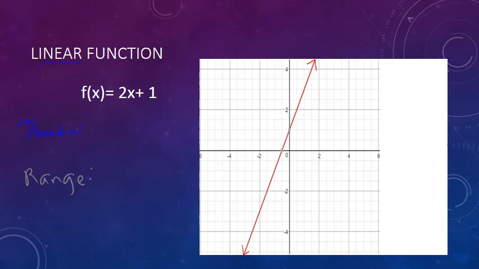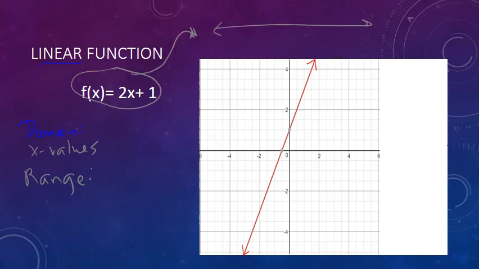So for the domain, what we're looking for is all of the x values that work in this function. If you think about it algebraically, if you think about the number line from negative infinity to infinity, can you think of any number that would make 2x plus 1 undefined? Well, no. You could plug in all the negative numbers, 0, positive numbers, and everything gives you a y value. That means that every single number is part of your domain.